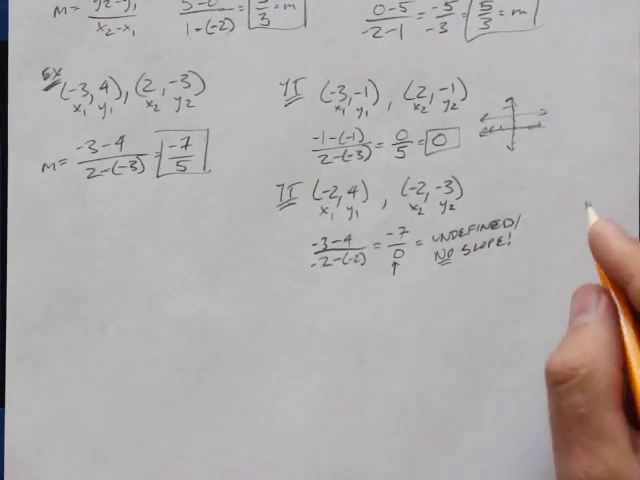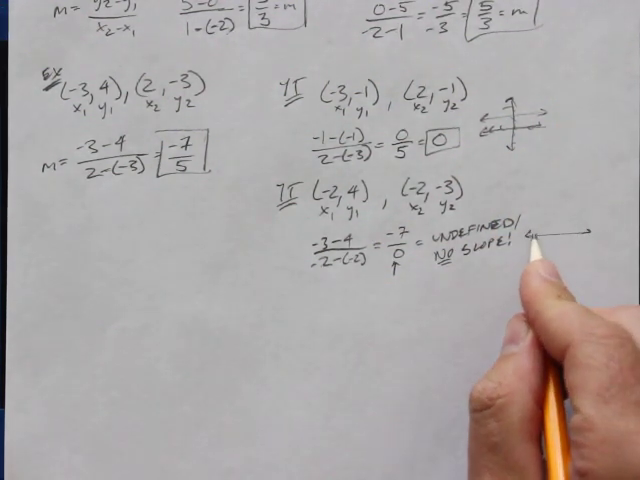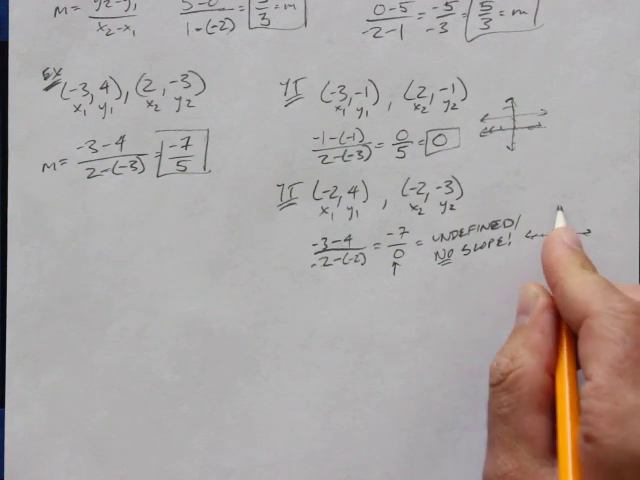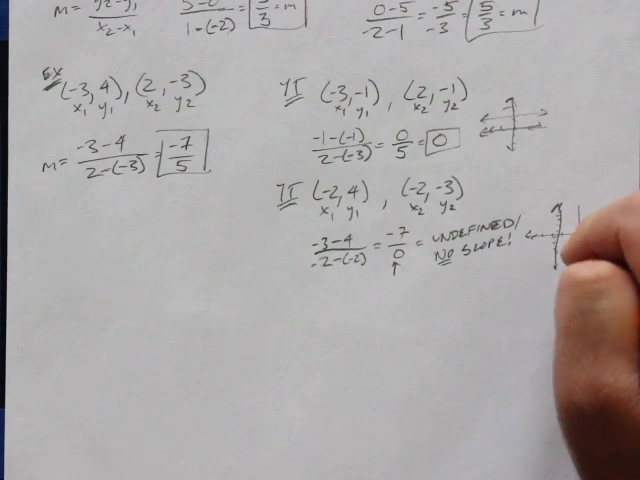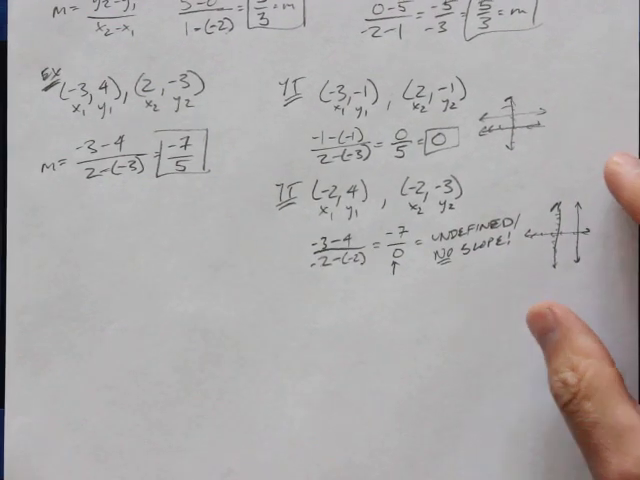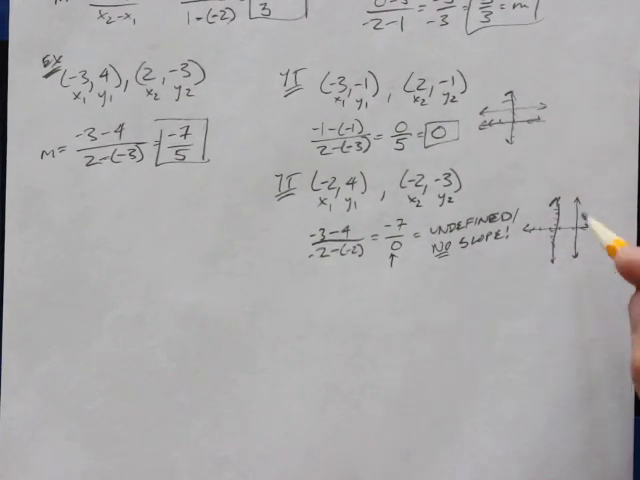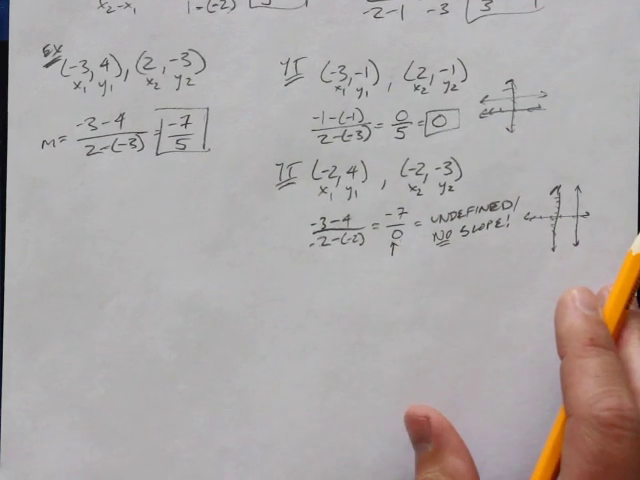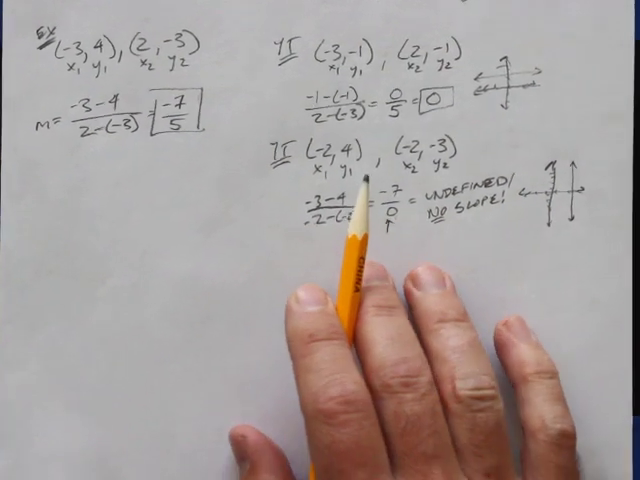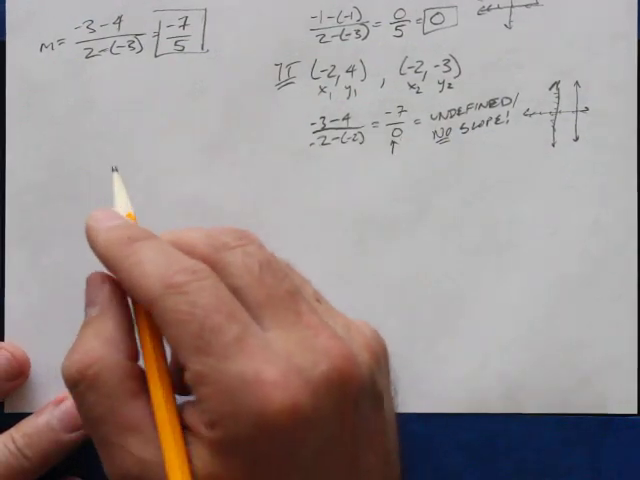Okay? And what that means is that I have something like this where the line goes in a vertical direction. So it's at x equals a number, and there is the line. That's what's happening when I end up with 0 in the denominator. All right, last little bit here. Hopefully we can get this in on time.